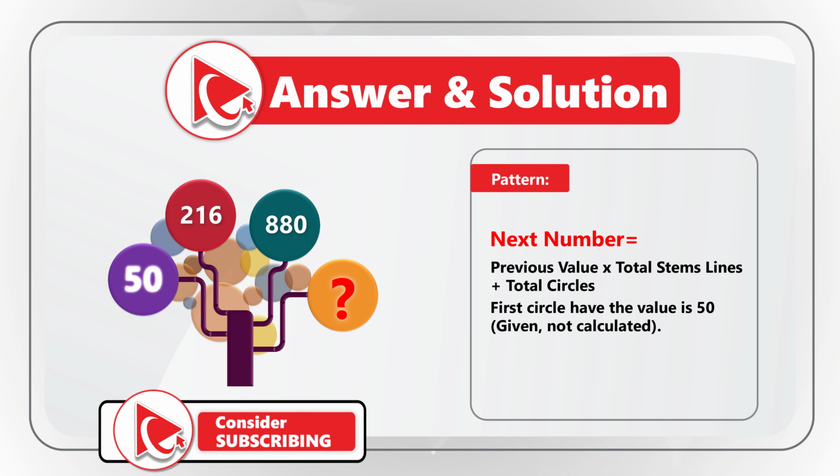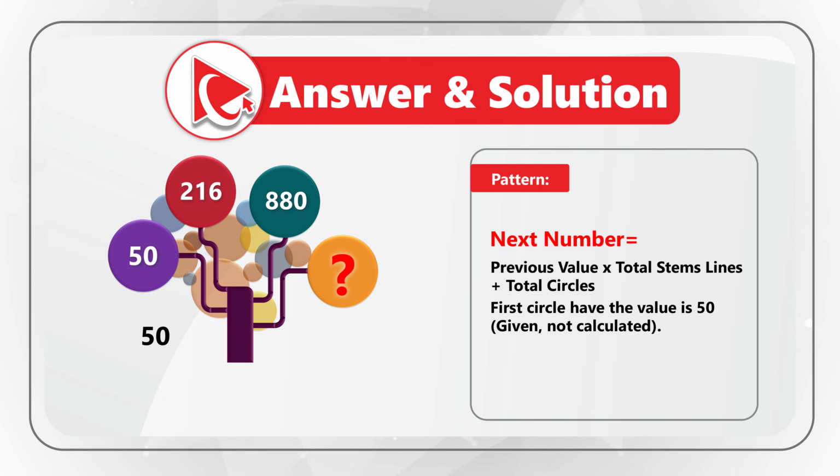The first number is 50 in the purple circle, and it's given, not calculated. The second number, though, is calculated: previous number 50 multiplied by 4 plus 16, and the result of this is 216. The third number is calculated as 216 multiplied by 4 plus 16 and equals 880.